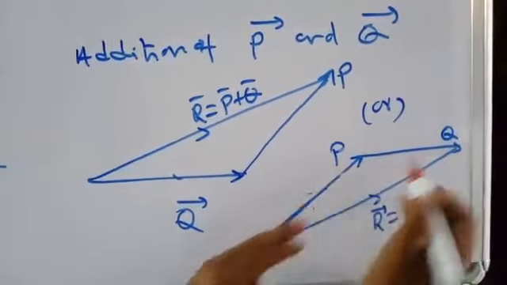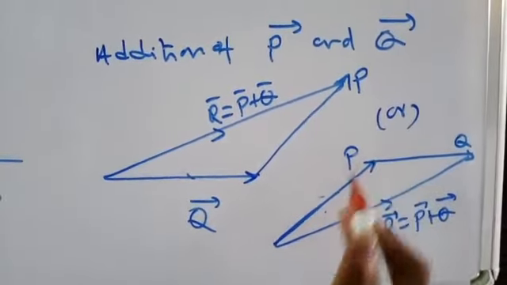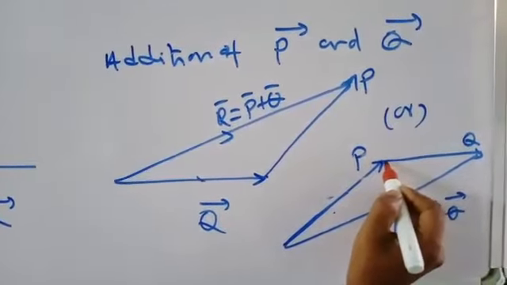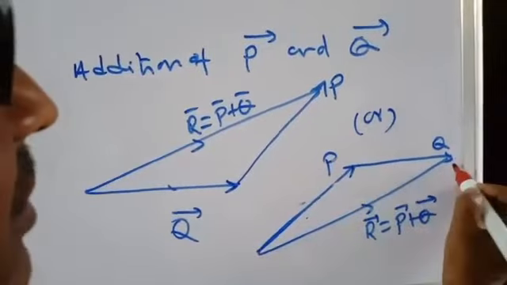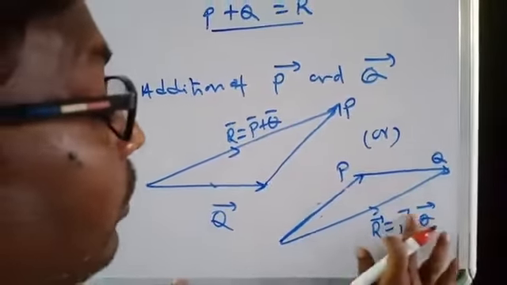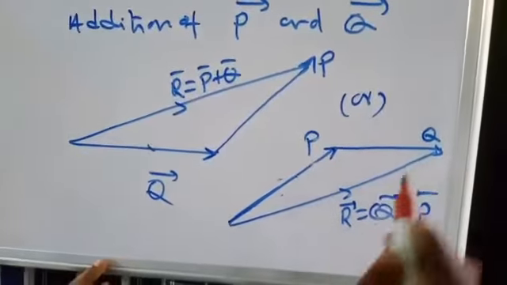This is the Q bar. This is the tail of the P bar. This is the head of the Q bar. Head of the Q bar, then you have to join the tail of the Q bar. The resultant is to join these two. So the R bar is equal to Q bar plus P bar.